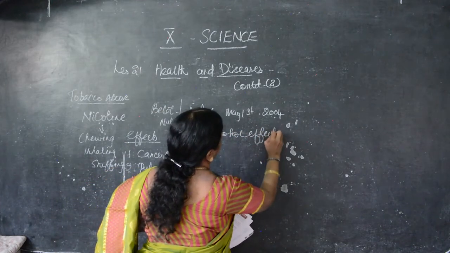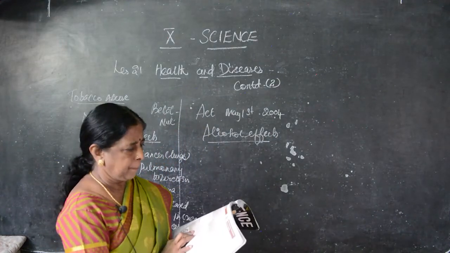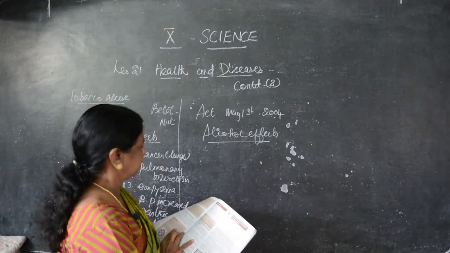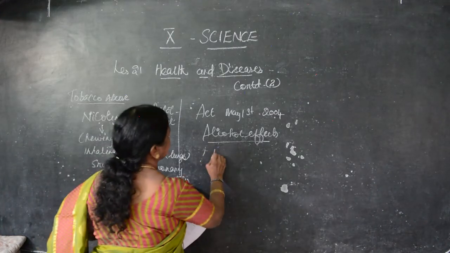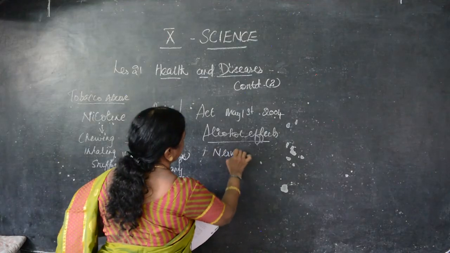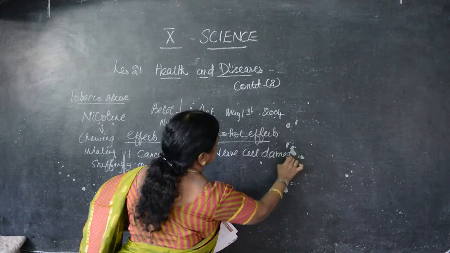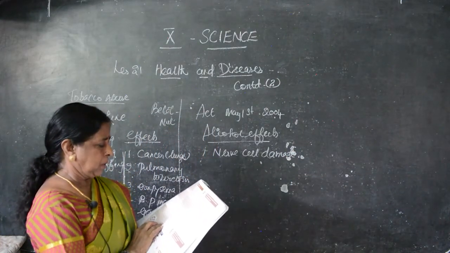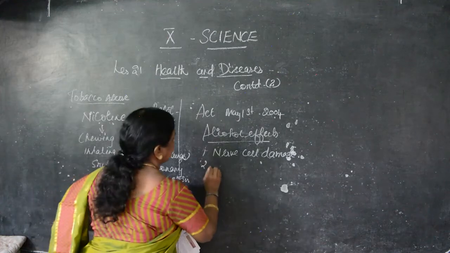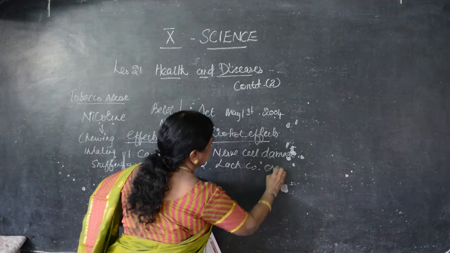Now we have seen the tobacco effects, now we have to see the alcohol effects. What are the alcohol effects? Nerve cell damage. They could not walk straight or stand straight because the nerve cells and all are damaged. Then lack of coordination. All the body parts will not work together.